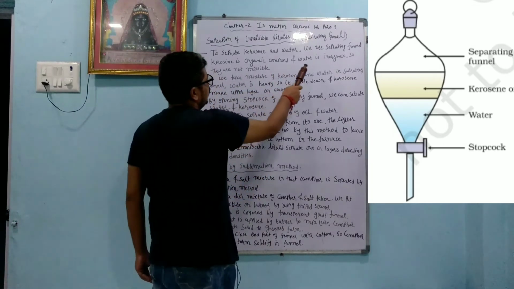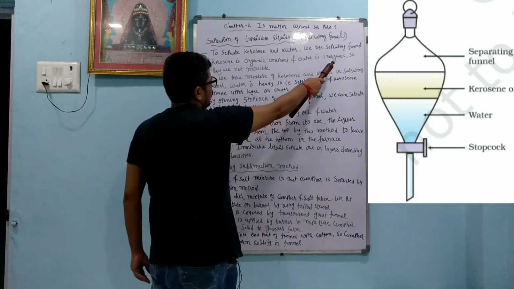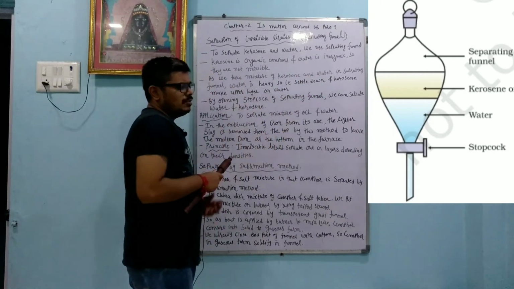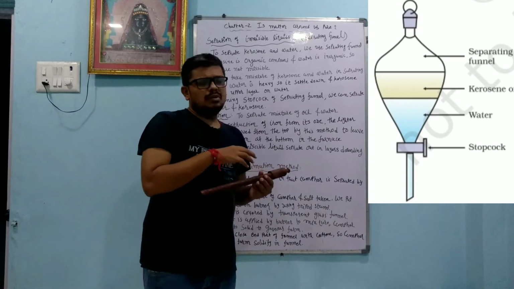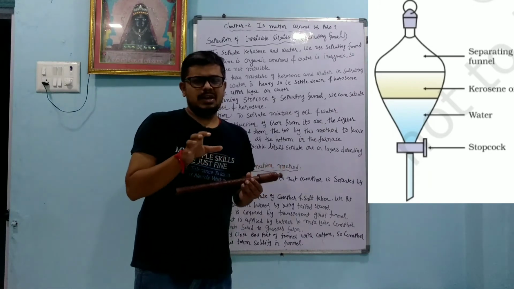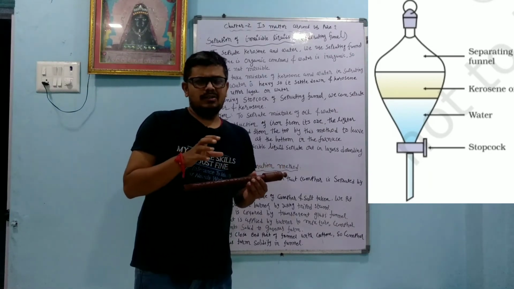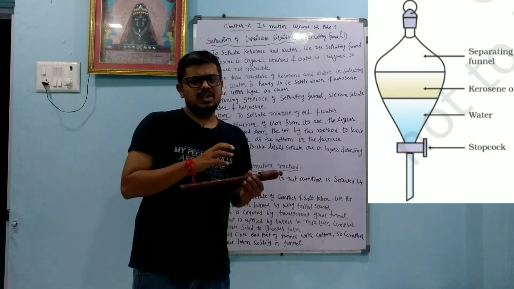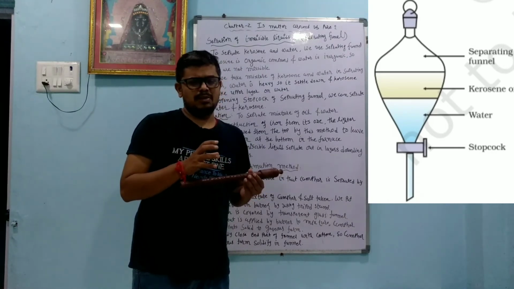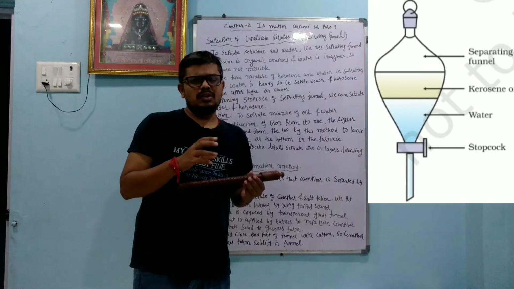Kerosene is an organic compound and water is an ionic compound, so they are not miscible. Both have different characteristics, and because of that reason they are immiscible in each other. Now the second thing is that density plays a major role. Density means, dear student, what?